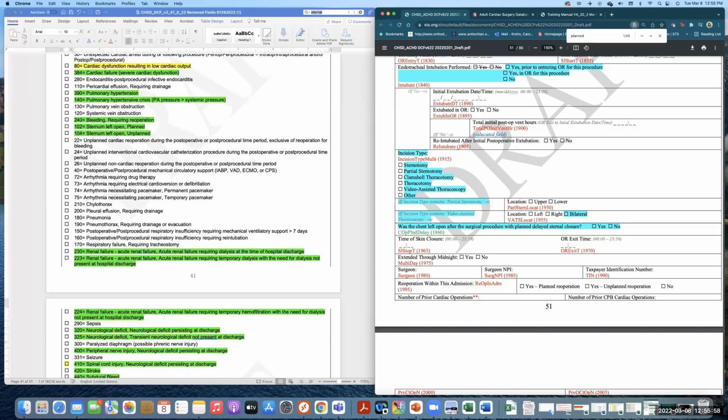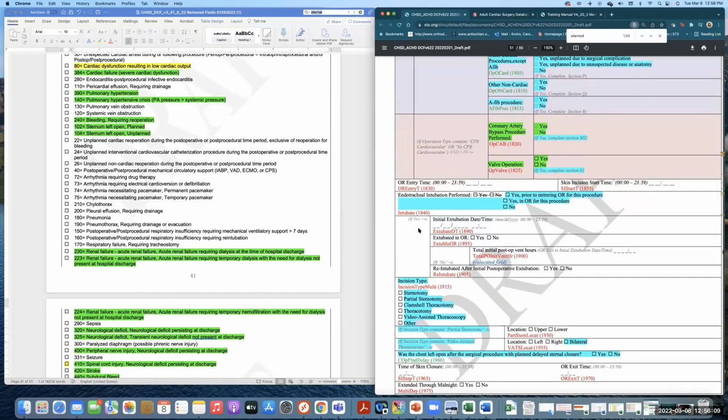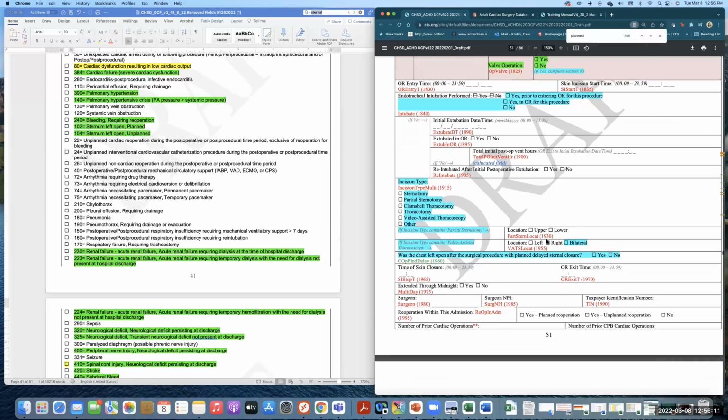Does it have a parent op type to that field? I don't know offhand. Janet, that's a great question. This does not have a parent. So if you did not have your sternum opened, then you just answer this as no. Right.